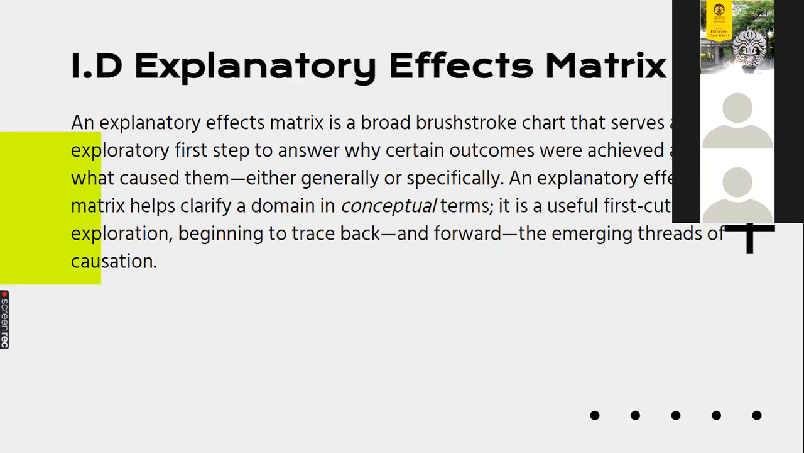Okay, so the last form is the explanatory effects matrix. An explanatory effects matrix is a broad brush stroke chart that serves as an exploratory first step to answer why certain outcomes were achieved and what caused them, either generally or specifically. An explanatory effects matrix helps clarify a domain in conceptual terms. It is a useful first cut exploration, beginning to trace back and forward the emerging threads of causation. Next slide.